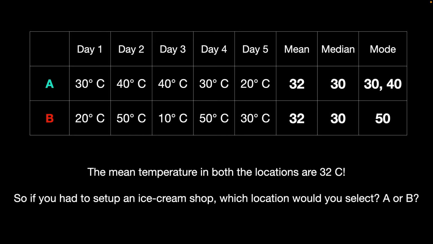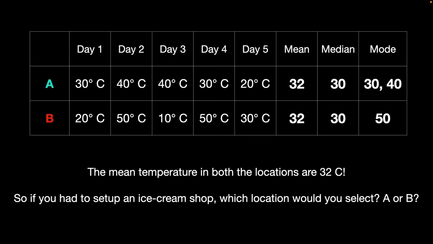Continuing off of the previous video, we'll be using the two locations and their temperatures as an example. After calculating the mean temperatures for both those locations, I left you all with a question. If you had to set up an ice cream shop based on this data, which location would you select? Given that you have no access to any other information but this, and assuming that higher the temperature, higher the sales of the ice cream, which location would you set up shop?